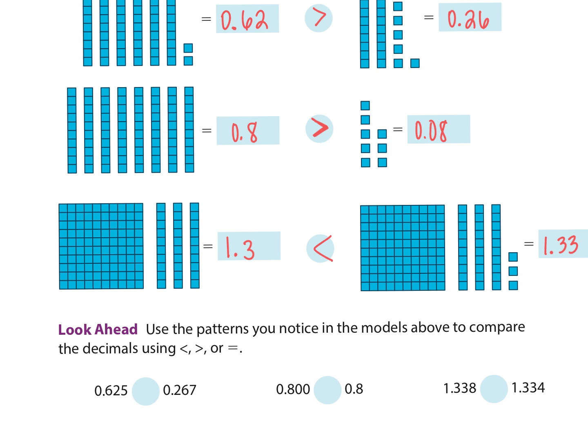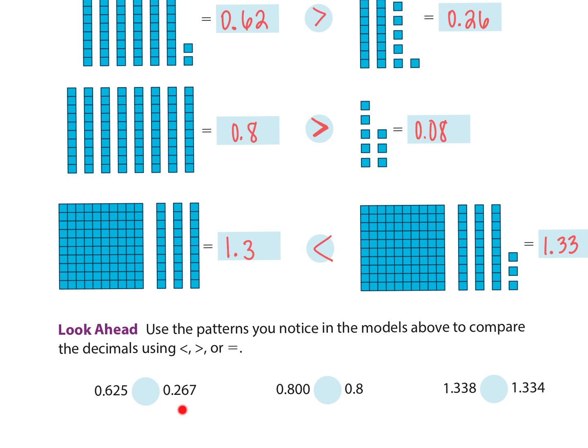Okay, what we're going to be doing today is a little sampling right down here where it says looking ahead. We're using patterns that I notice in the models above to compare the decimals using less than, greater than, or equal to. So looking at the very first problem here, how do I read this number? Can somebody raise their hand? Okay, how do I read that number? 0 and 625 thousandths. Very good, 625 thousandths.